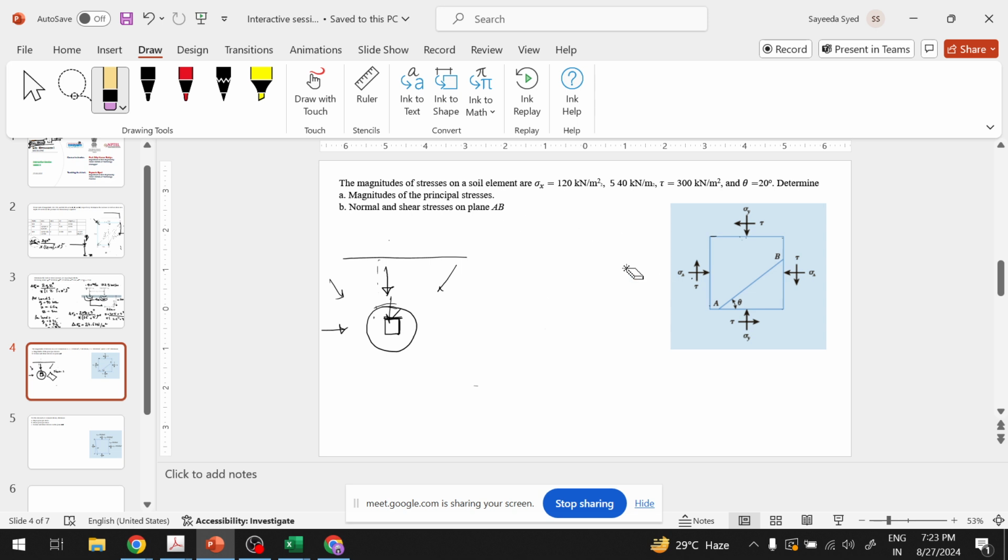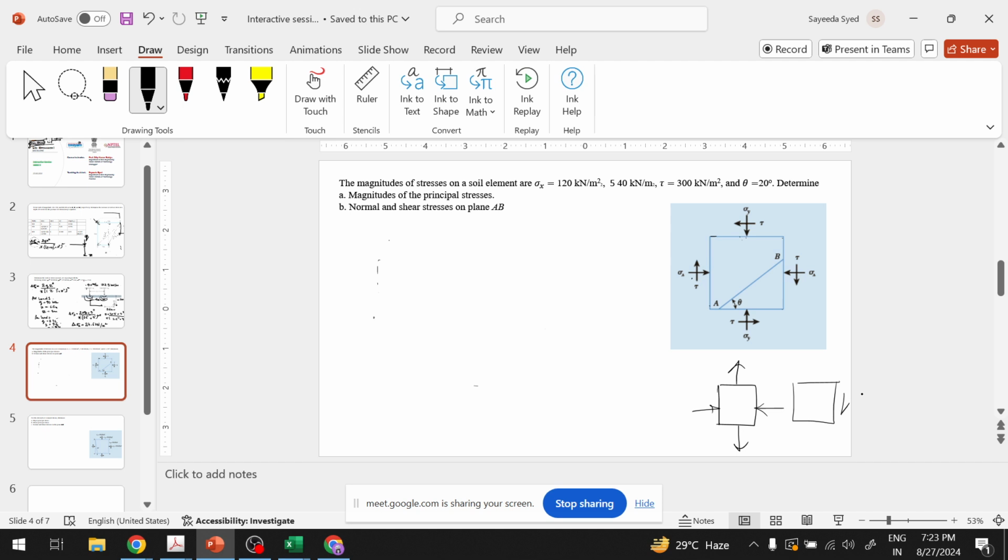But now, how do we calculate these principal stresses? Right now, this is not the principal plane. The stresses on the principal plane will be principal stresses. Right here, I can see the normal stresses also and shear stresses also, which means that this is not the principal plane. Why? Because on a principal plane, you will only have normal stresses. You will not have shear stresses.